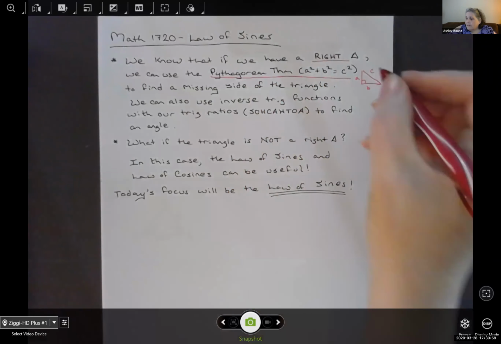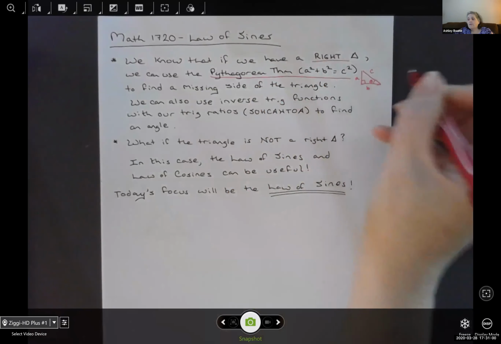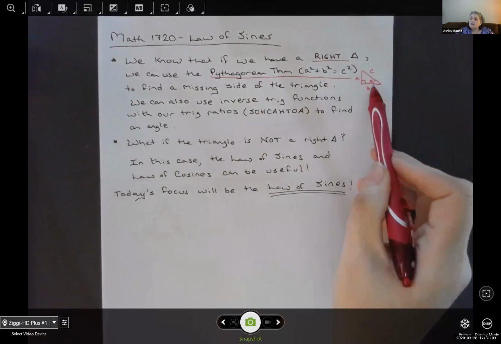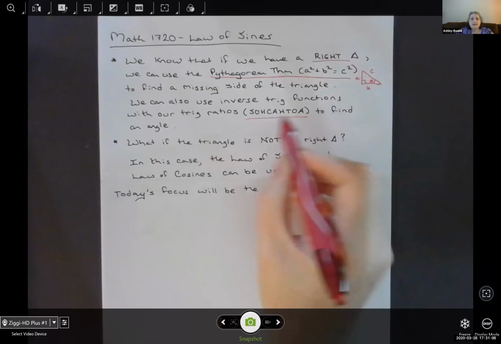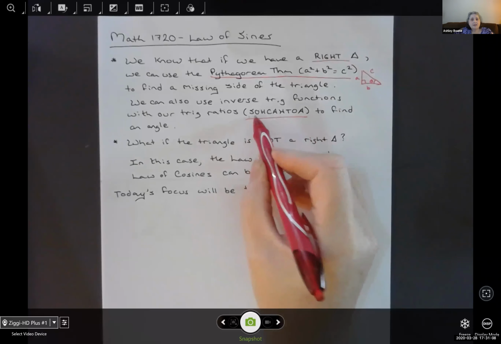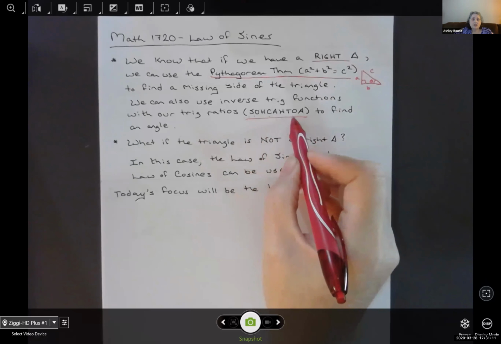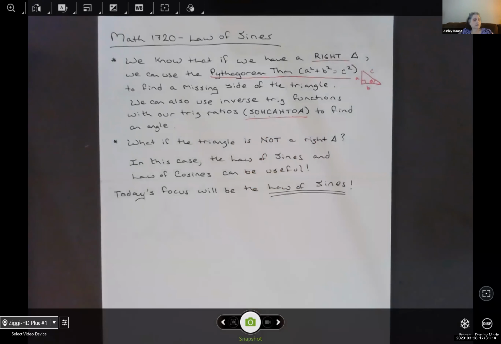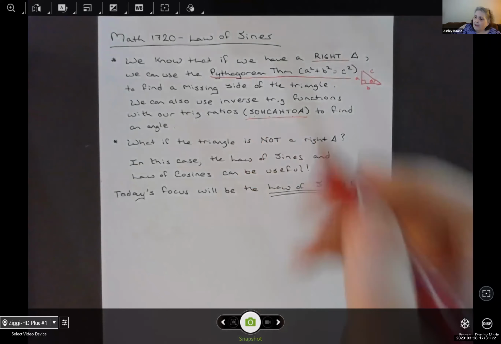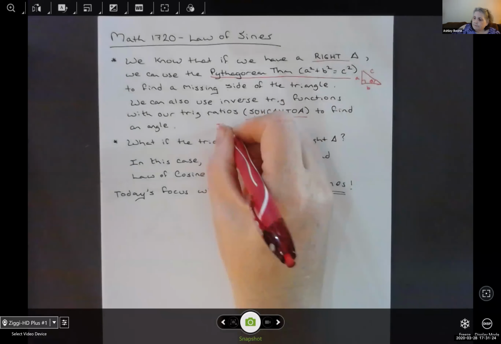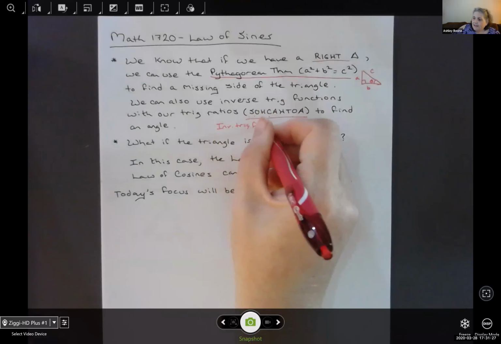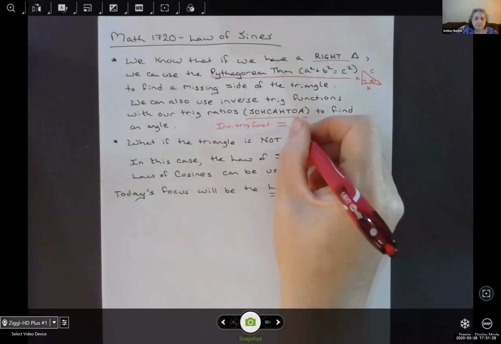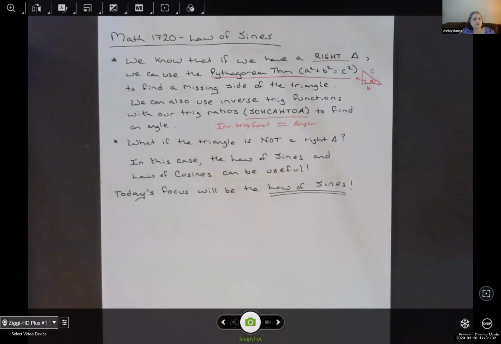For example, if we wanted to find some angle of the triangle, if we know any two of the three sides, using our trig ratios, sine is opposite over hypotenuse, cosine adjacent over hypotenuse, tangent is opposite over adjacent, and inverse trig functions. Because remember, when we're looking for an angle, an inverse trig function is always an angle. So we can use inverse trig functions to help us find angles.